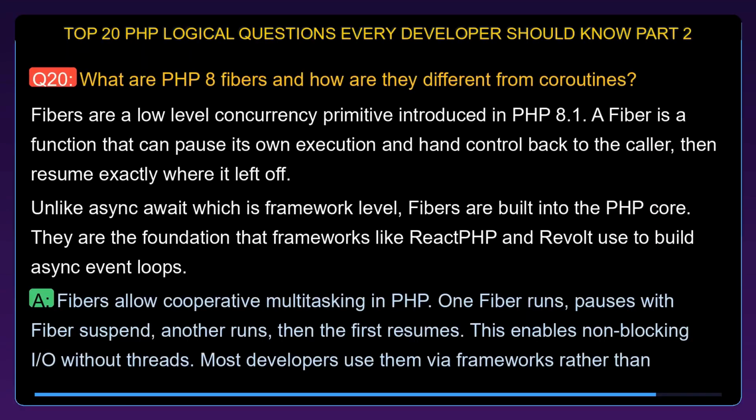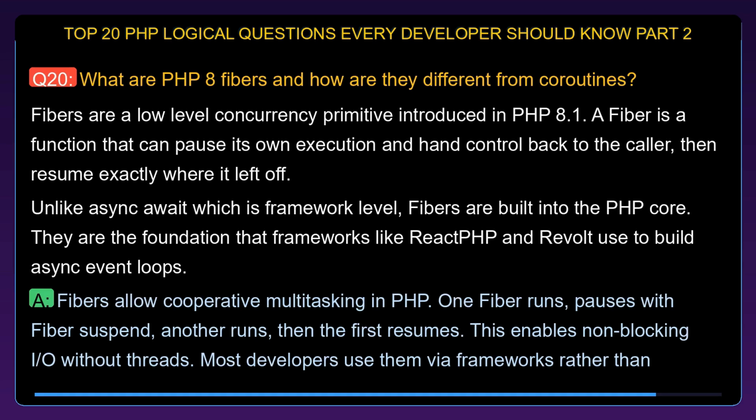Q20. What are PHP 8 fibers and how are they different from coroutines? Fibers are a low-level concurrency primitive introduced in PHP 8.1. A fiber is a function that can pause its own execution and hand control back to the caller, then resume exactly where it left off. Unlike async await, which is framework level, fibers are built into the PHP core. They are the foundation that frameworks like ReactPHP and Revolt use to build async event loops.